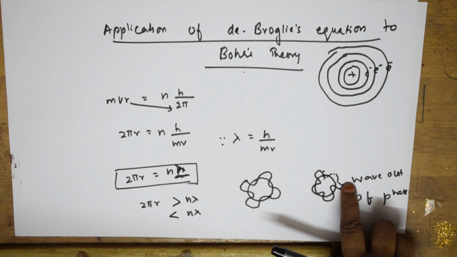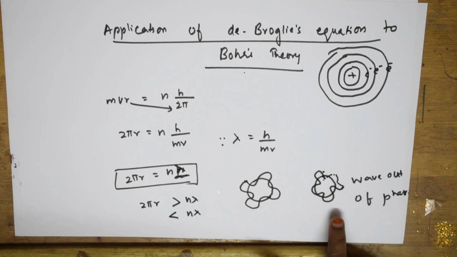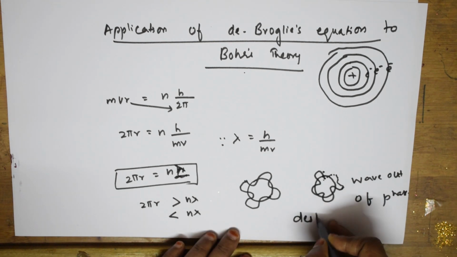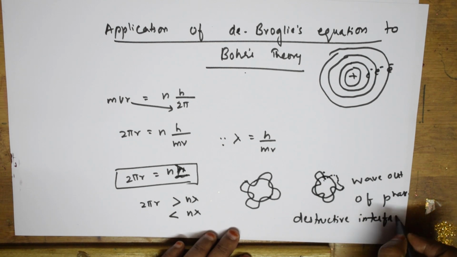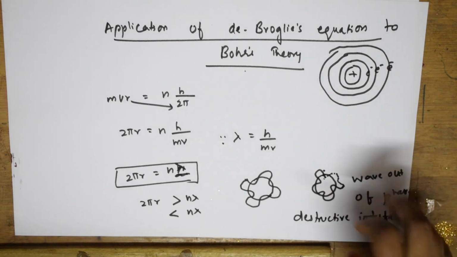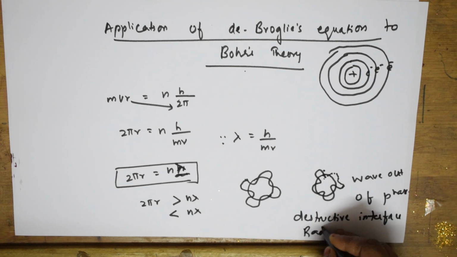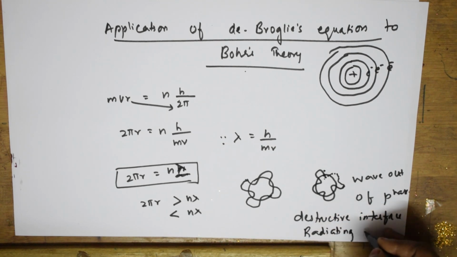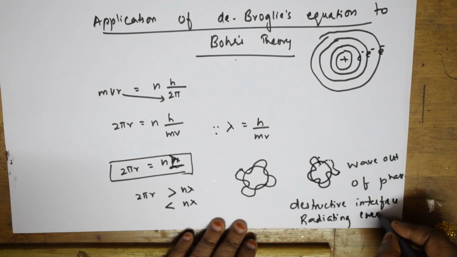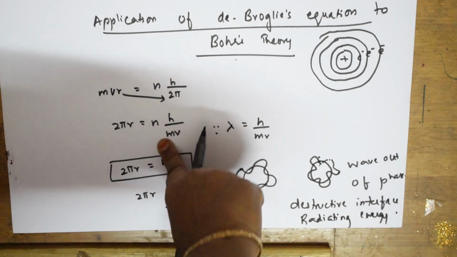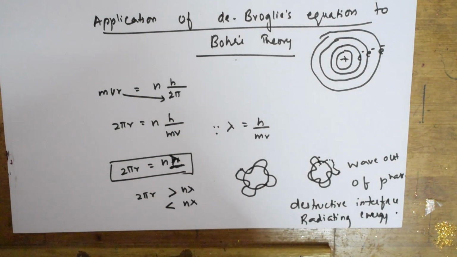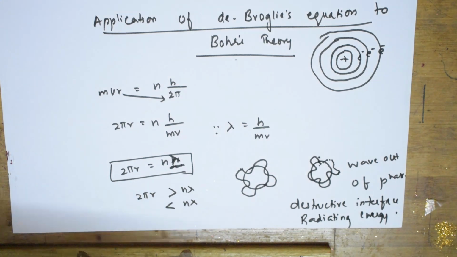We call it a wave train. It goes out of phase, and what will happen? There's something called destructive interference of waves. We call it destructive interference. So because of this, what will happen? It will start radiating energy. Fine. So this is how I've applied the Bohr's concept and the de Broglie's formula. So when it goes out of phase, automatically it starts emitting or radiating energy, isn't it?